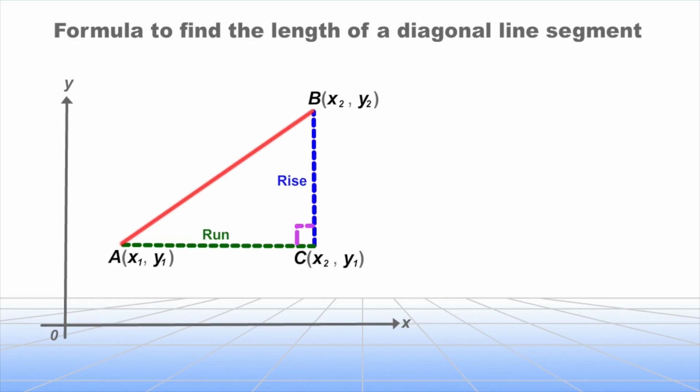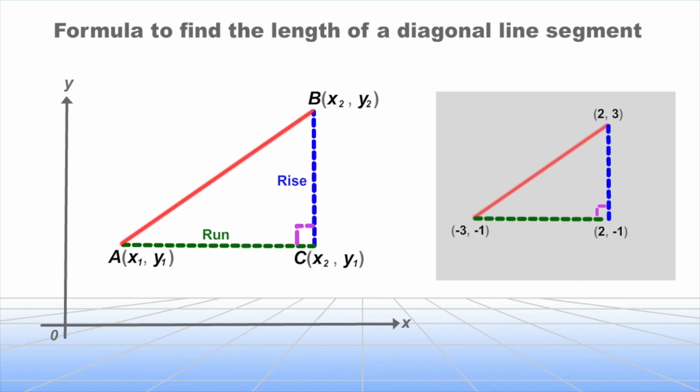Now, let us focus on finding a formula for the length of this diagonal line segment. Recall that in the previous example, we obtained the length of the horizontal line by taking the difference in the x-coordinates, that is 2, the larger value, minus -3, the smaller value, to give us 5 units. Thus, the length of horizontal line AC can be obtained by taking the difference in the x-coordinates, that is x2, the larger value, minus x1, the smaller value.